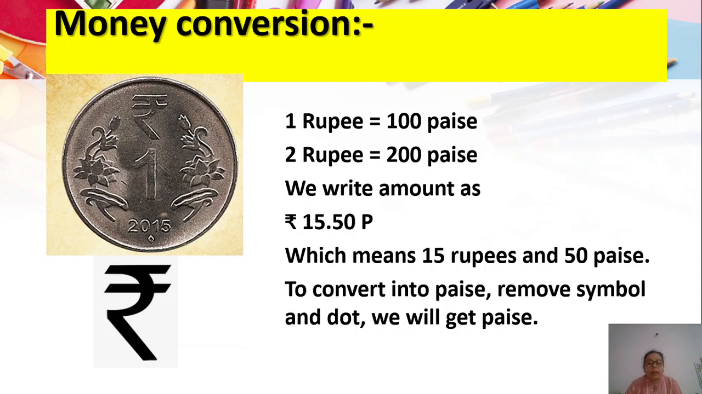Now, how do we write the amount? Firstly we write the symbol for rupees, then 15.50. This means that we have 15 rupees and 50 paise. Okay. Now how to convert the money? Suppose you have the amount in rupees and we want to convert it into paise. A very simple way: simply remove the rupees symbol and the dot. Then we will get the paise.